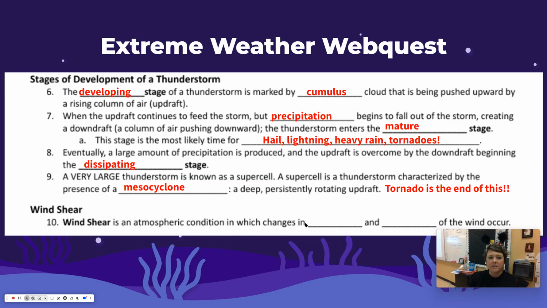Wind shear is an atmospheric condition in which changes of speed and direction of the wind occur. And you see this all the time. If you ever look at the trees when the wind's really blowing and they're showing the underside of their leaves, or you can really see it blowing dirt up, you're having some wind shear. And it's usually going to really rain.